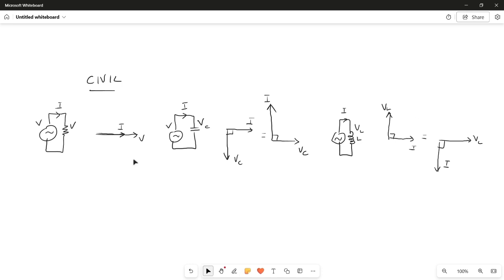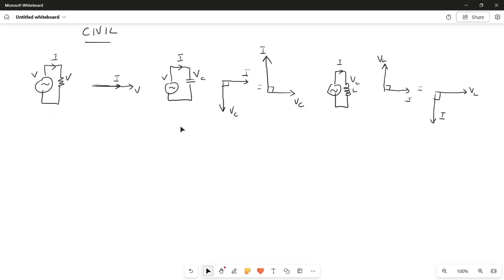Now, let's use all this and draw the phasor diagram and the impedance triangle for a series circuit. So R, L, and C. Okay, R, L, and C. Now, because it is series, it is the current that is the same through all. The voltages are all different. So we have VR, VL, and VC.